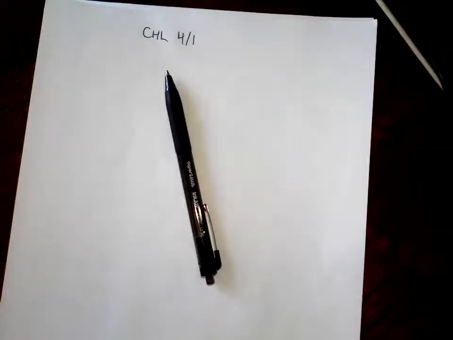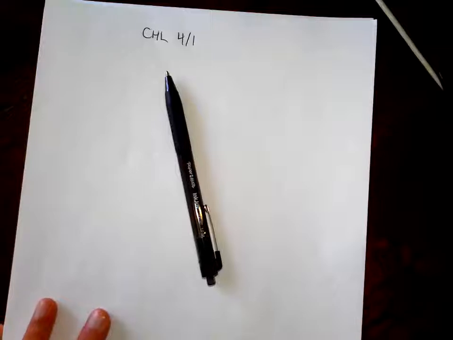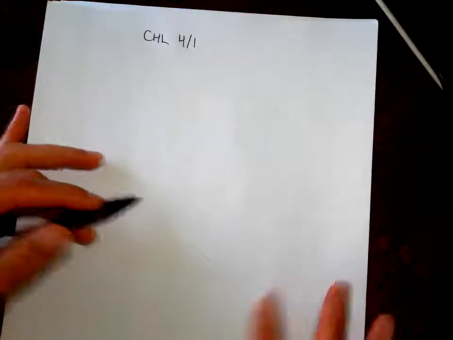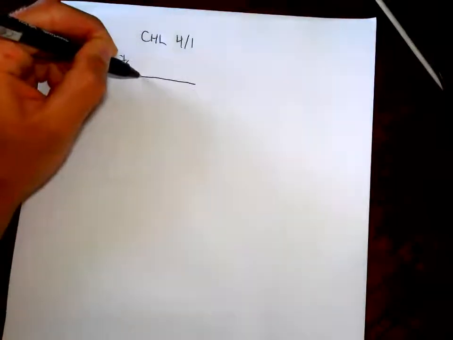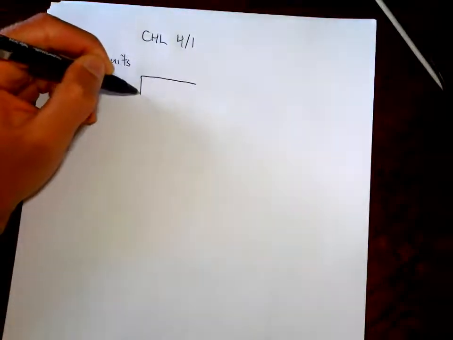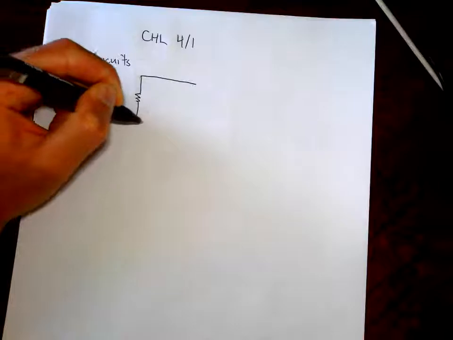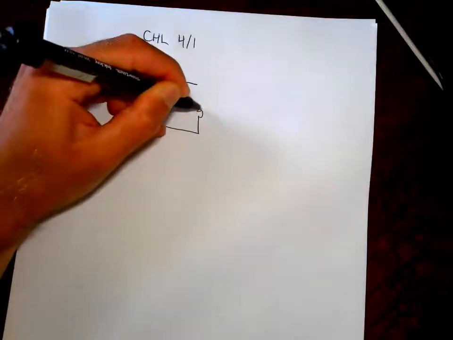So today what we're going to do is talk about what are called RL circuits. An RL circuit is a circuit that is built up out of two things.